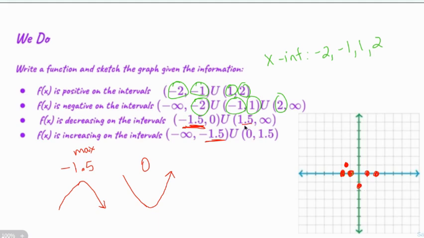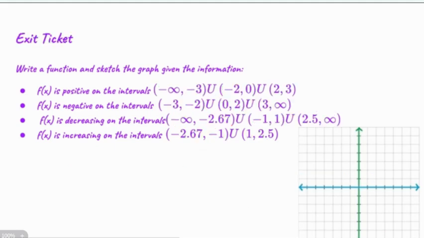And then 1.5. 1.5 falls between 1 and 2, so it's positive, and it's going to be up, then down. So we can connect our points from there. That's a lot better looking. We're done. Go ahead, give your exit ticket a try on paper, and turn it in when you're done.